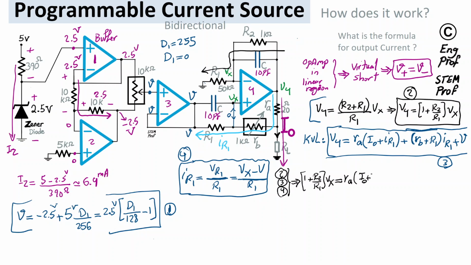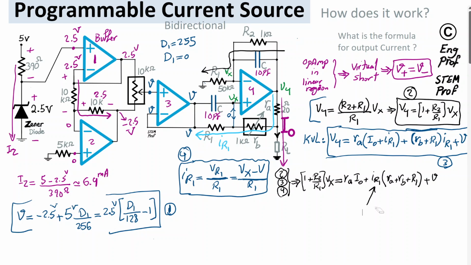times I out. Now we have IR1. So what I'm going to do is I'm going to just factor out and write it once. So let me do it this way. Factor IR1 and write RA plus RB plus R1. So I took care of this guy and this guy times IR1, and then finally we have plus V.